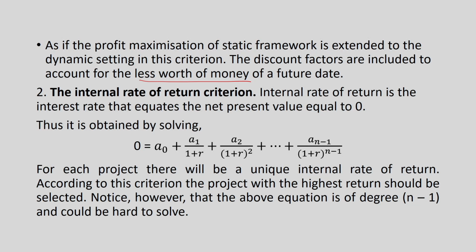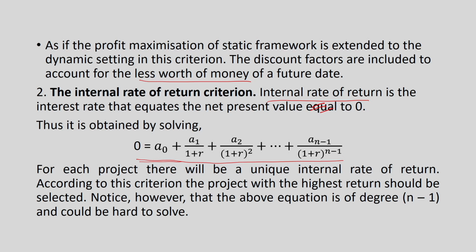This was the first criterion, and the second criterion is the internal rate of return criterion. What is internal rate of return? The internal rate of return is the interest rate which equates the net present value to 0. It is obtained by solving this equation. Remember, this is the expression for net present value on the right hand side. So, the NPV has to be equal to 0, and if we have this condition, then there will be one rate of interest, that is R, which is going to solve this equation.